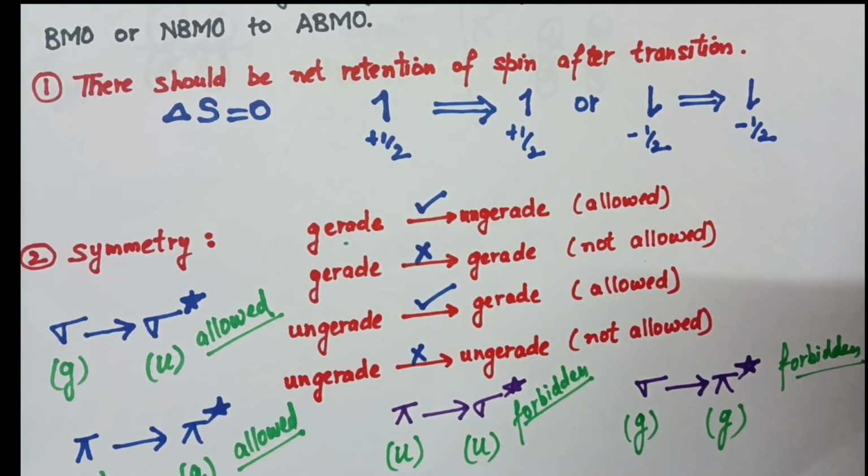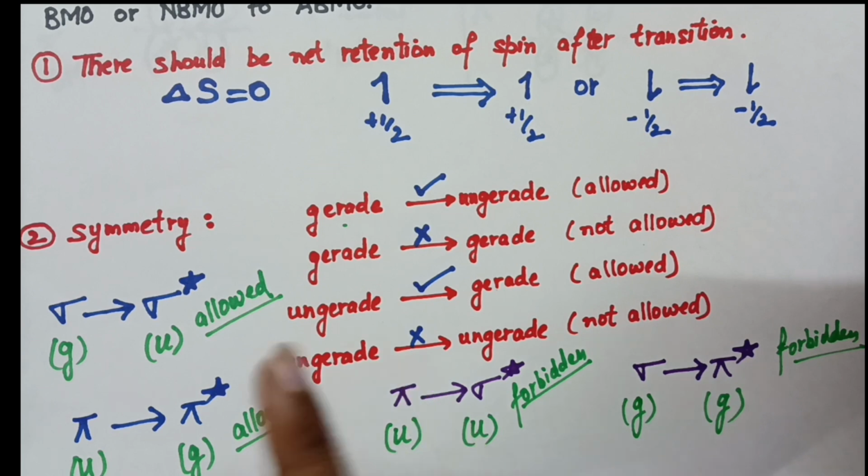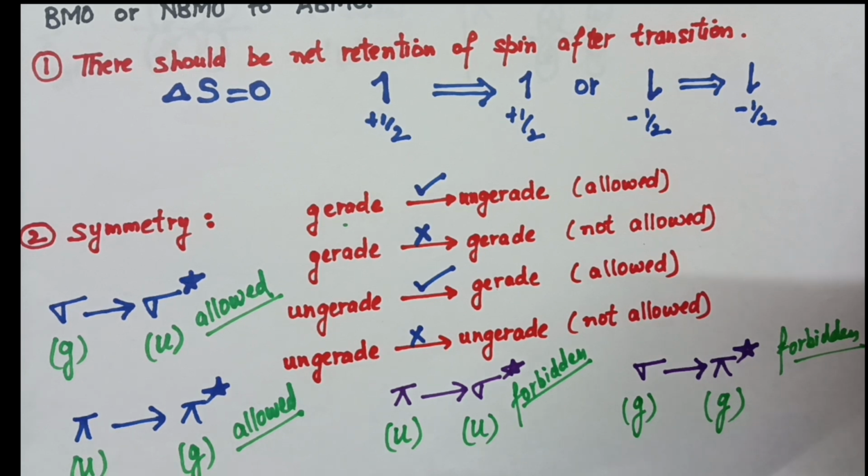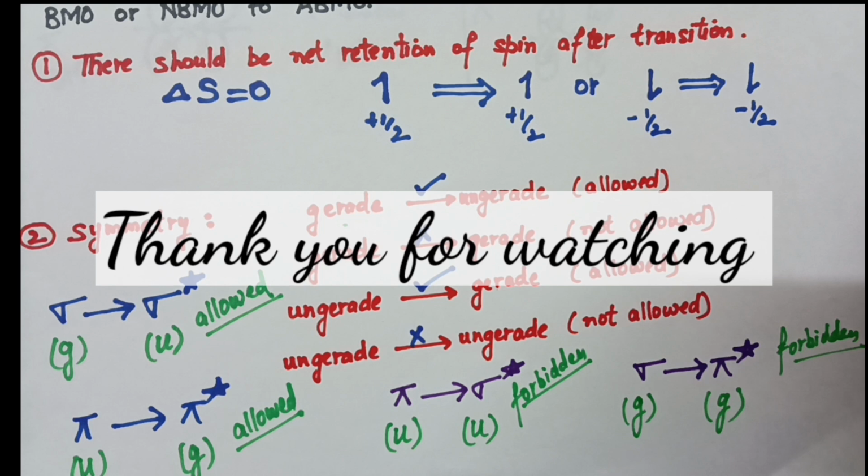So these are the two selection rules which govern the possibility of excitation. So first is there should be net retention in the spin before and after transition, and secondly the symmetry should change from gerade to ungerade or from ungerade to gerade, right? So these are the two rules. Now this is it about the topic. Now after this we will move on to the next topic, maybe that is going to be the formation of absorption bands.